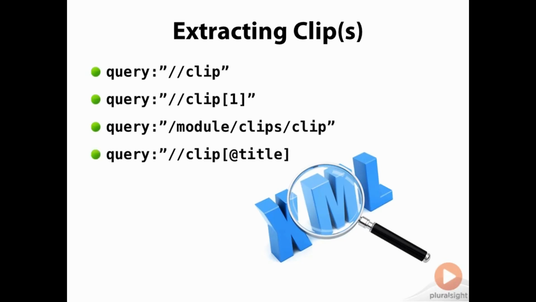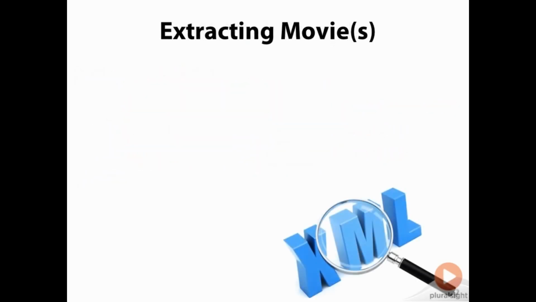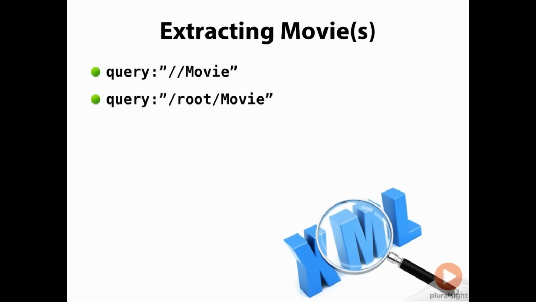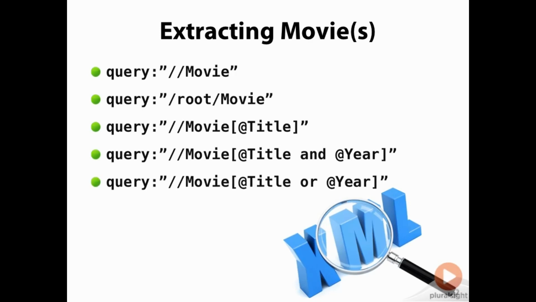Let's move on to our web example. Here I use an S parameter of Breaker Morant, and we got back a root element containing multiple movie elements. We can get all the movie elements using the double slash format. Since they are all under root/movie, this will return the same results. We can ask for any movie element in the document, but specify that it has to have a title. Or we can specify it has to have a title and a year, in case we want to rule out the timeless classics. We can specify that it can have either a title or a year.